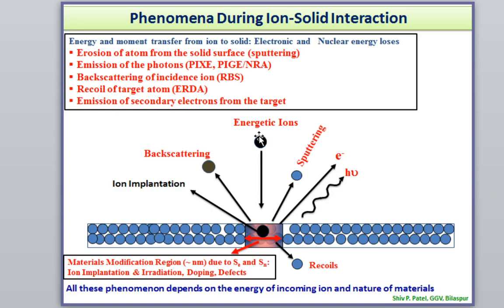Another possibility is that the energetic ion hits the target, and it either sits inside or it does not sit inside, but the target atom moves into the forward direction, meaning the direction in which the ion beam is falling. The ion beam is falling in this direction, and the target atoms also move in the same direction and come out from the target. This mechanism is known as recoil. Maybe you have learned it somewhere in collision physics. This is known as the recoil.